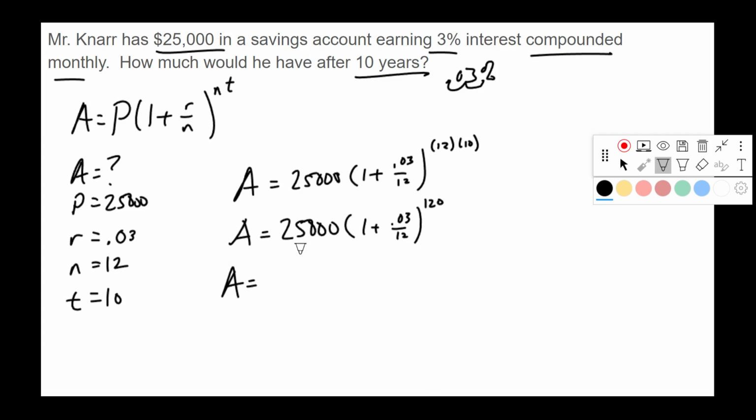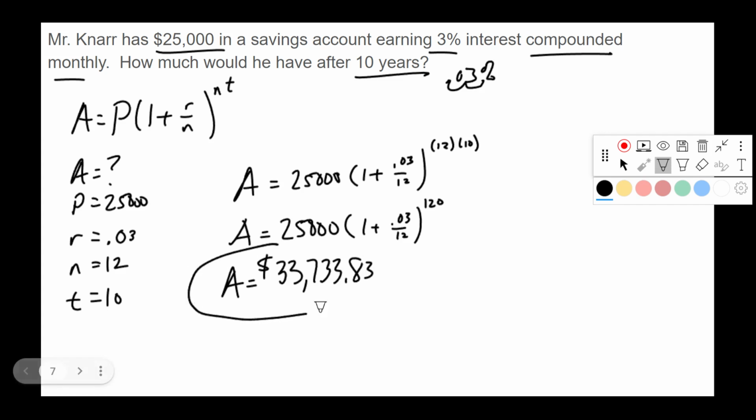And if you do, and you're trying on your own, you should come up with $33,733 and about 83 or 84 cents, depending on how you round it. And that is the correct answer. So you should check, make sure you can plug it in and get the right answer. It's important. And that's how you would do that problem. So if I left my $25,000 in a savings account, never touched it, and it always earned 3% every year for 10 years, when I was done, I'd have 33 grand in that account, which is not too bad.